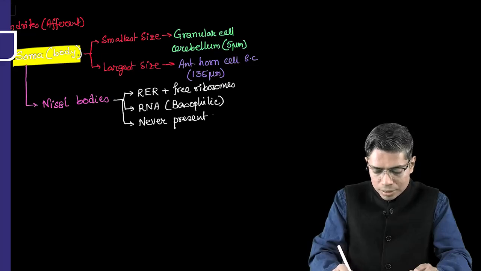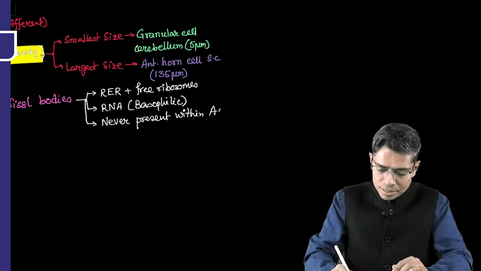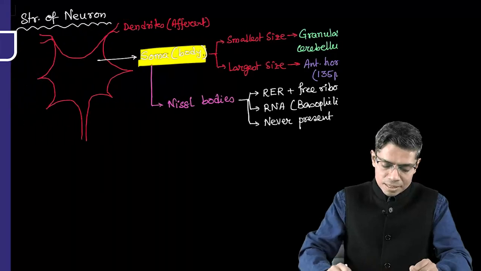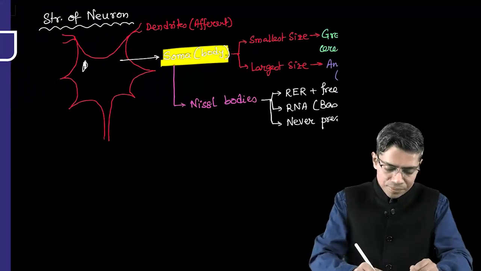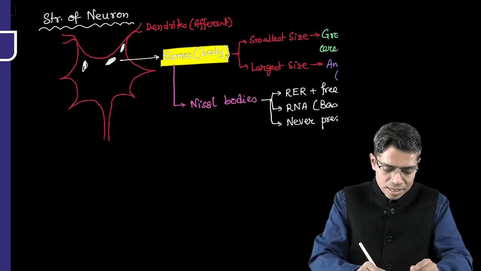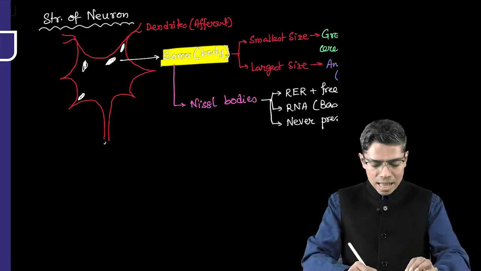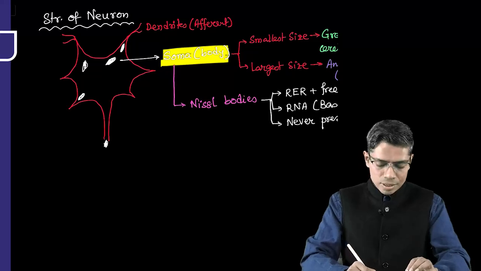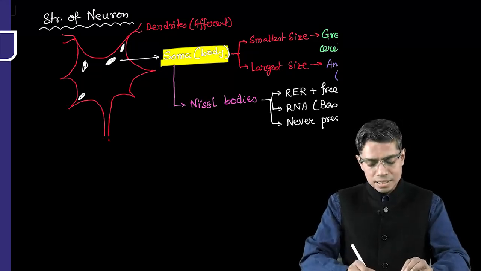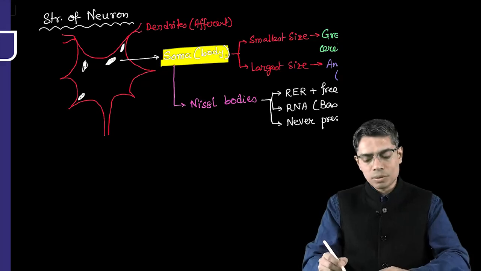Number 3 is that the Nissl body is never present within the axon. What I am saying is that the Nissl body can be present inside the cytoplasm here, suppose this is the Nissl body, or it can be present inside the dendrites also, but it will never be present inside the axoplasm or axonal cytoplasm. It will never be present inside the axon.